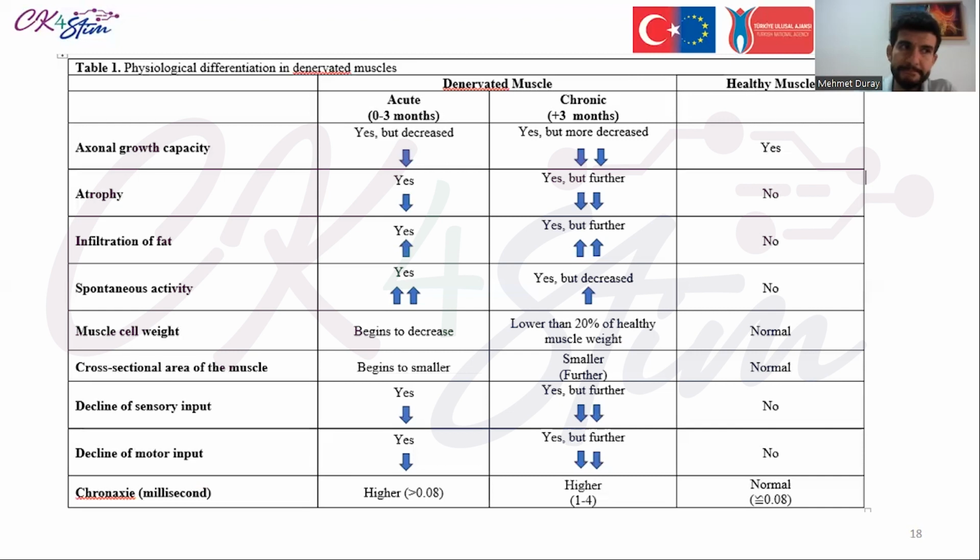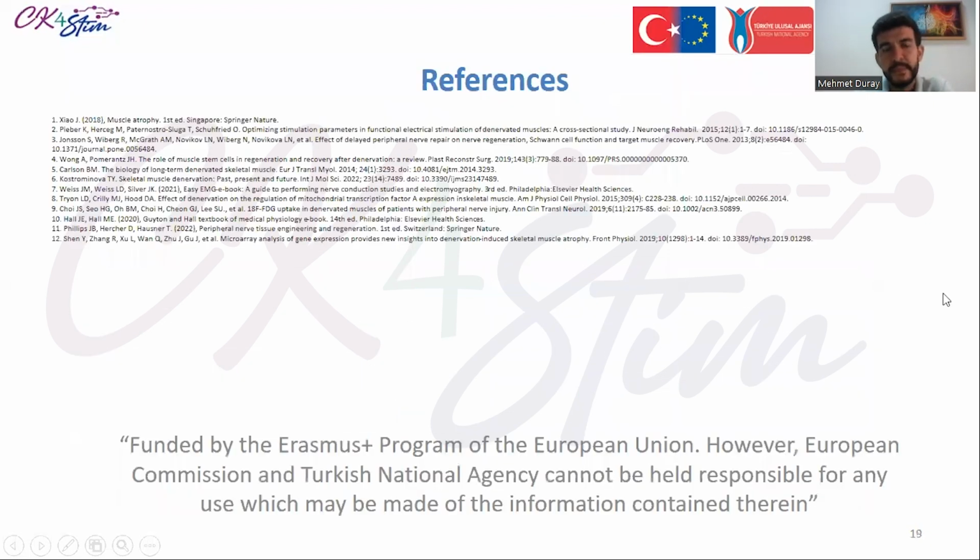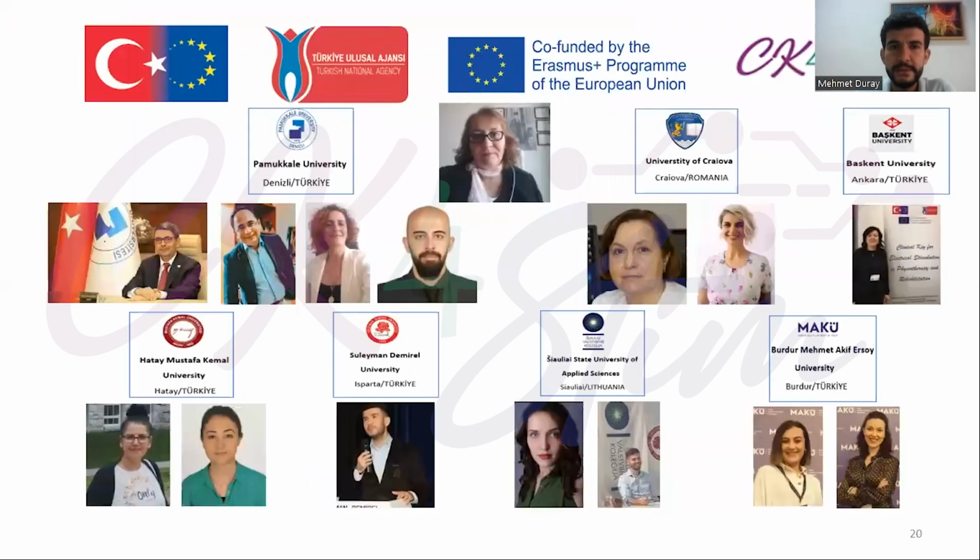starts to increase in the acute period, but it can reach 4 milliseconds in the chronic period. You can compare the denervated muscle characteristics with the healthy muscle characteristics, and you can reach more information from these references.